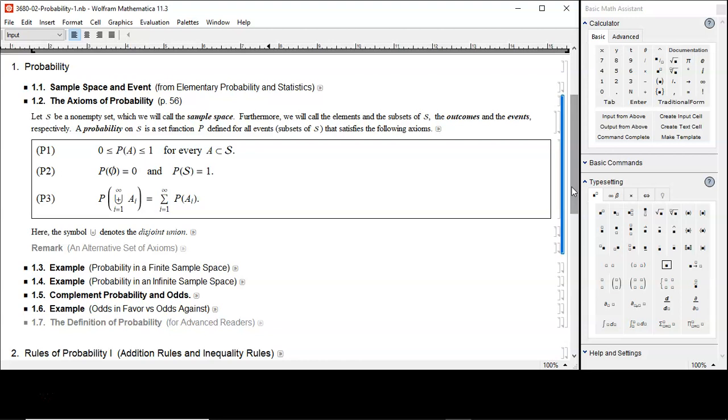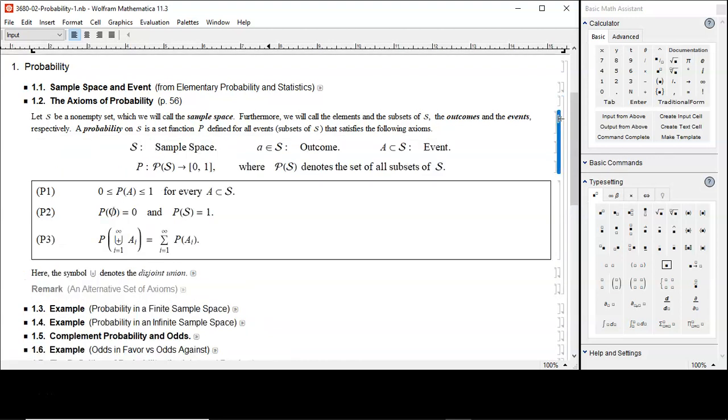Okay, let S be a non-empty set, which we'll call the sample space. And then the elements of S are going to be called outcomes. And the subset of S is going to be called an event. And then the probability is a set function defined for all events, or all subsets. If I use symbolic expressions, I can use this kind of expression. S is a sample space, and any element of S is an outcome, and any subset of S is an event. So far so good.